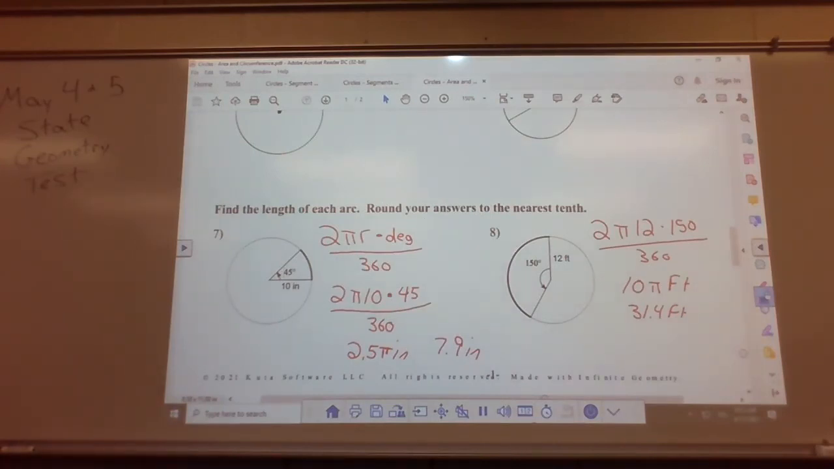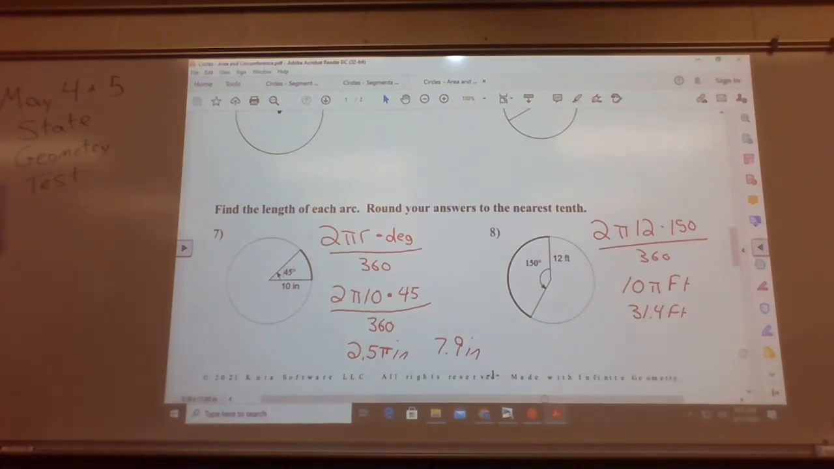Question. So, the back has 2 more of each type. So 9 through 16, go ahead and work on.